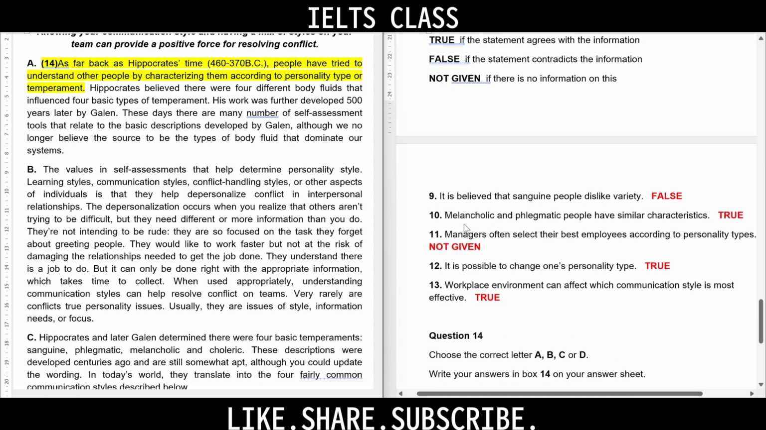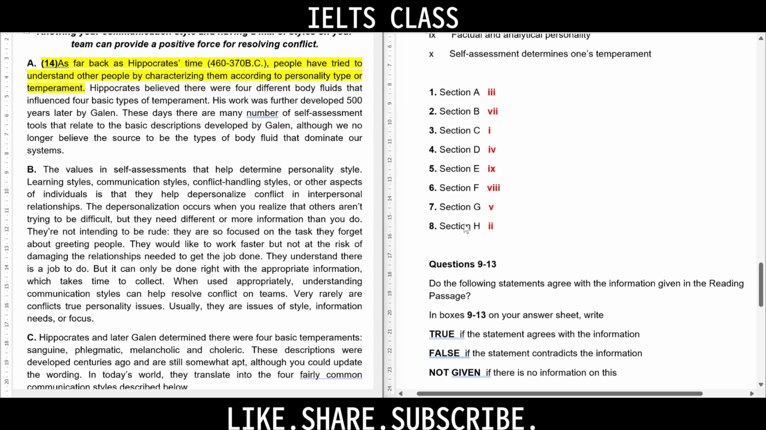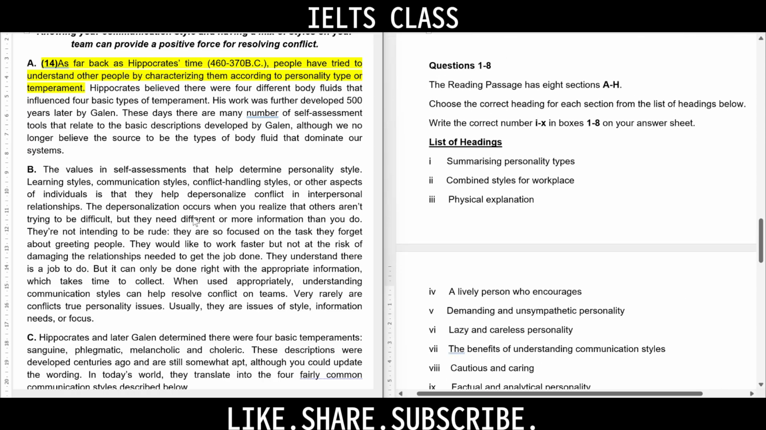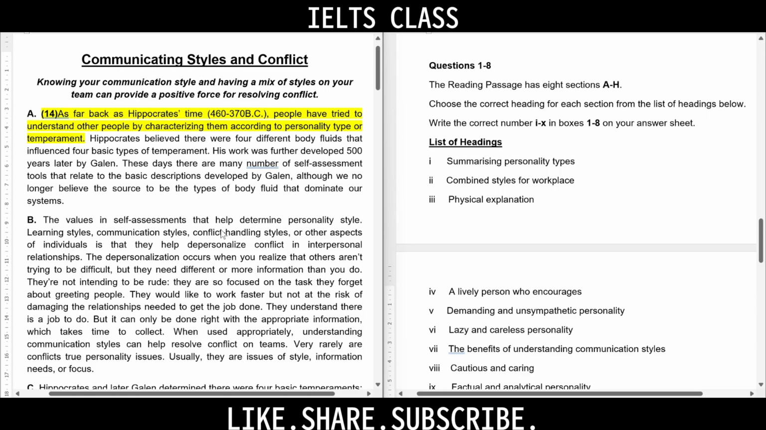So, with this, we have all the answers of this reading passage. I hope that you would have understood each and every explanation for the answer of each question.